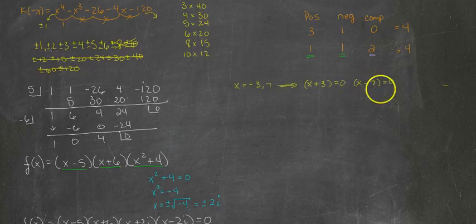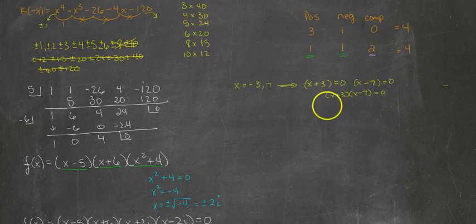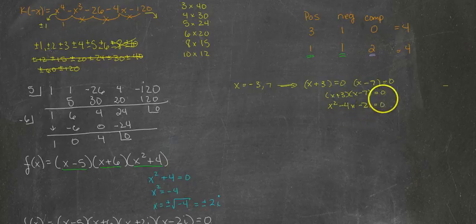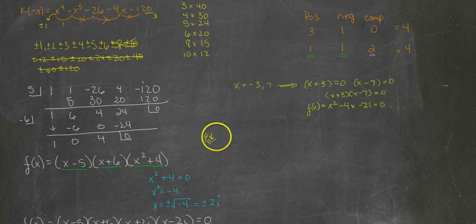Well, that just means that x plus 3 times x minus 7 equals 0. And if I distribute, I get x squared minus 4x minus 21 equals 0. Done. You've given me the function from the solutions. Now that we have complex numbers in our choices, we can do that with giant polynomials as well. So we want to do an example of one of those.